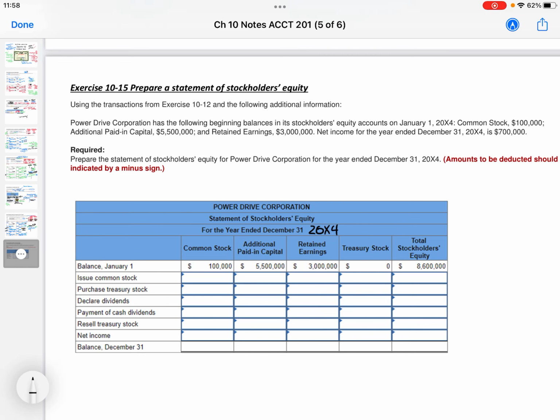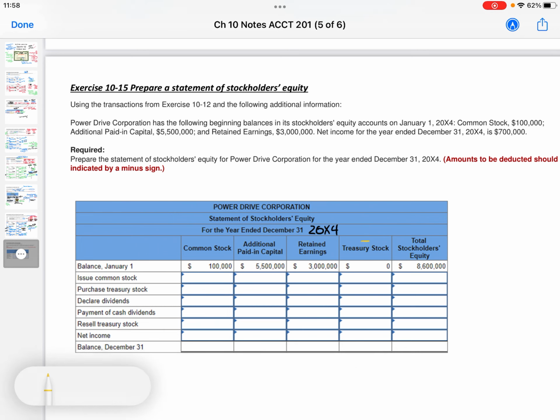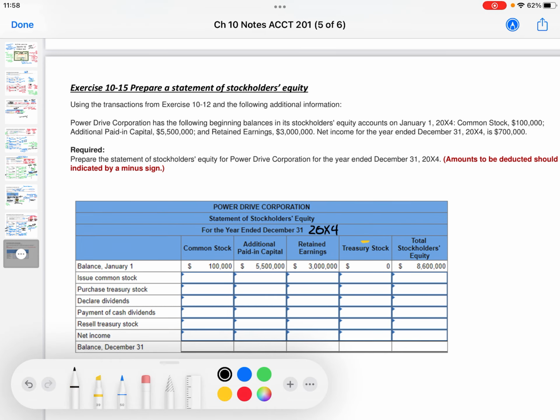And then we'll have retained earnings, and then we'll have that contra treasury stock account. So this account here is like a negative account. And then, of course, the total. So you see how this statement has gotten much bigger than what we used to use, right? Okay, they did put the balances in for us.